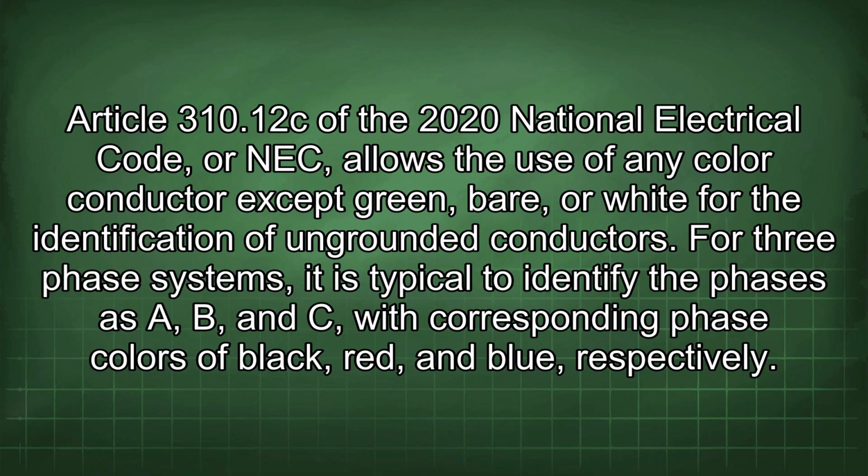Article 310.12 of the 2020 National Electrical Code, or NEC, allows the use of any color conductor except green, bare, or white for the identification of ungrounded conductors. For three-phase systems, it is typical to identify the phases as A, B, and C, with corresponding phase colors of black, red, and blue, respectively.